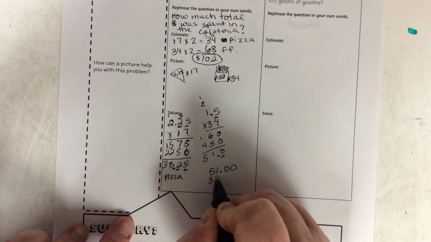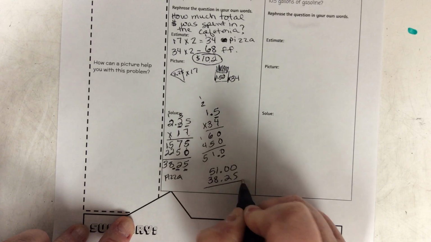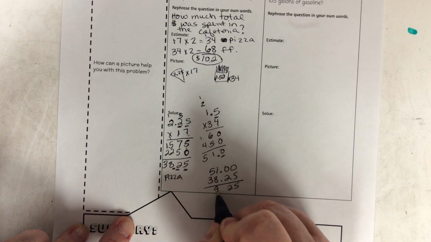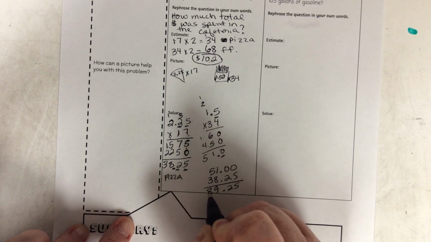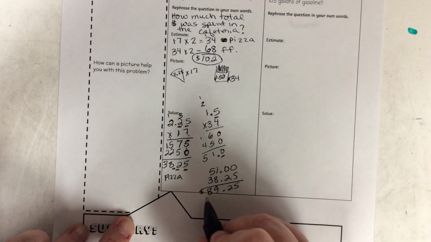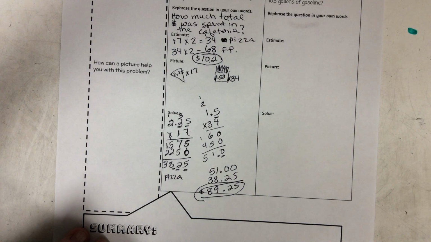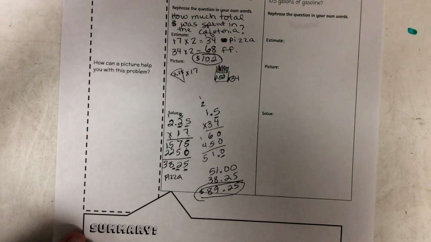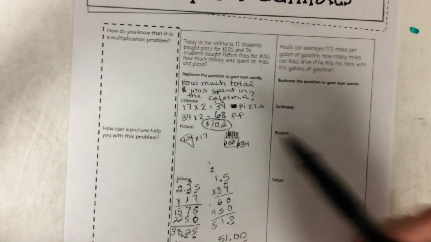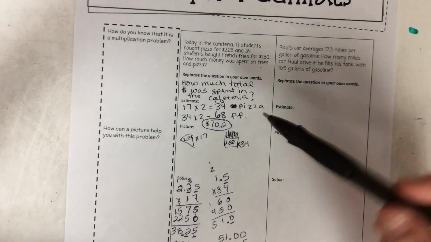Now if I want to add these up, $51 and $38.25 is $89.25. And what did we say our estimate was? $102. That's pretty close. It's about $13 off, but it is an estimate. Now, how did we know that this was multiplication? Well, because I could solve it with repeated addition here.